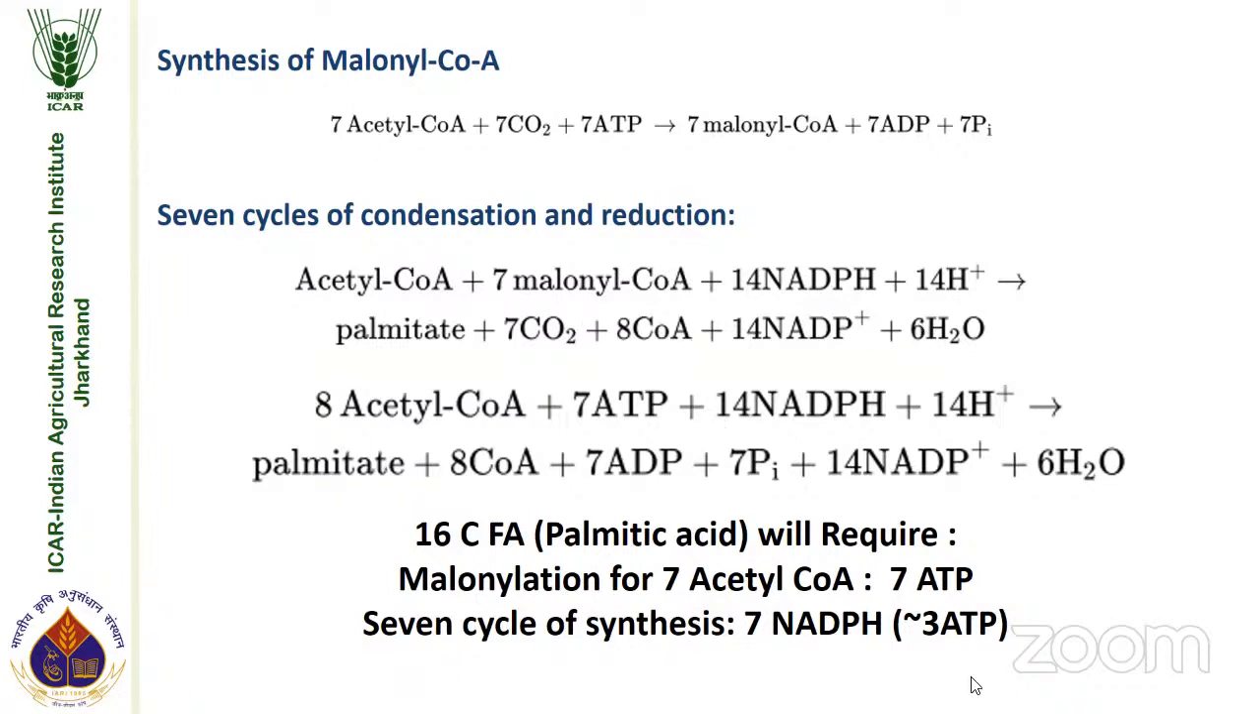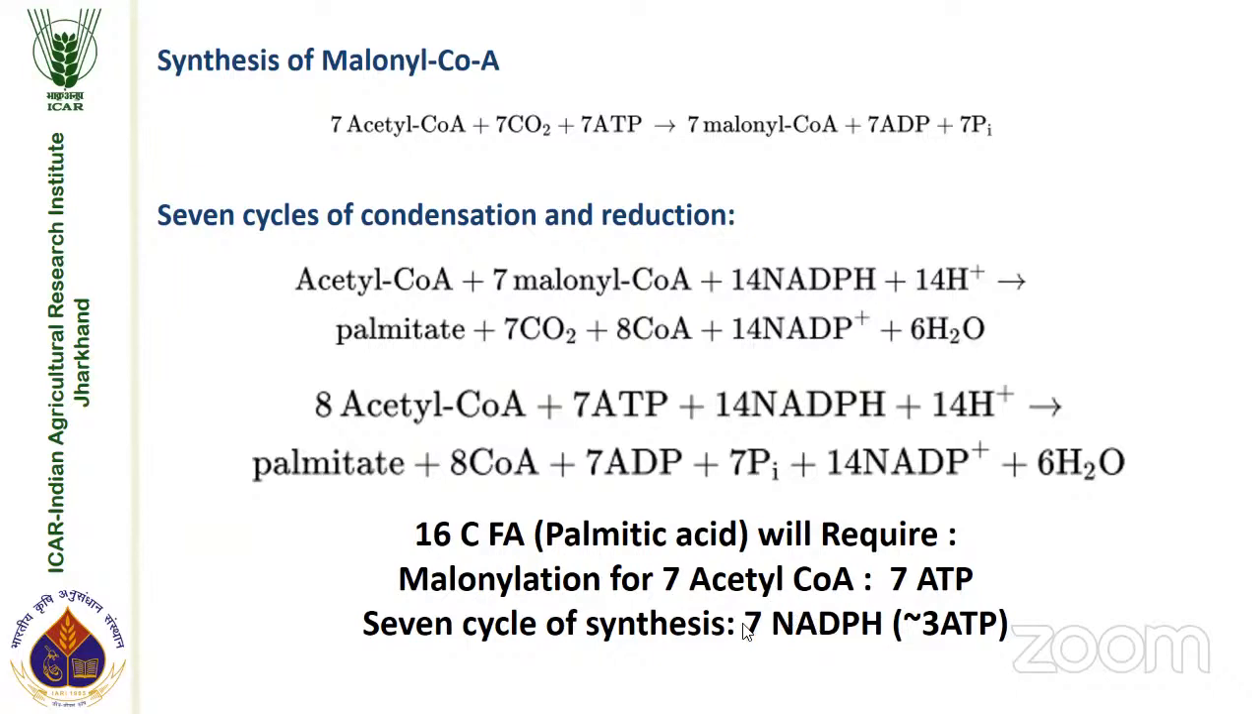This is one assignment: you can calculate the amount of ATP yourself. For a 16 carbon fatty acid, you will require malonylation of 7 acetyl CoA. Why not 8? One acetyl is of 2 carbons. So 7 acetyl CoA are malonylated, and the first acetyl CoA itself is used. So for 7 acetyl CoA, 7 ATP is required. Then further, these 7 cycles of synthesis will require 7 NADPH. One NADPH you can consider as 3 ATP or even 2.5 ATP equivalent.